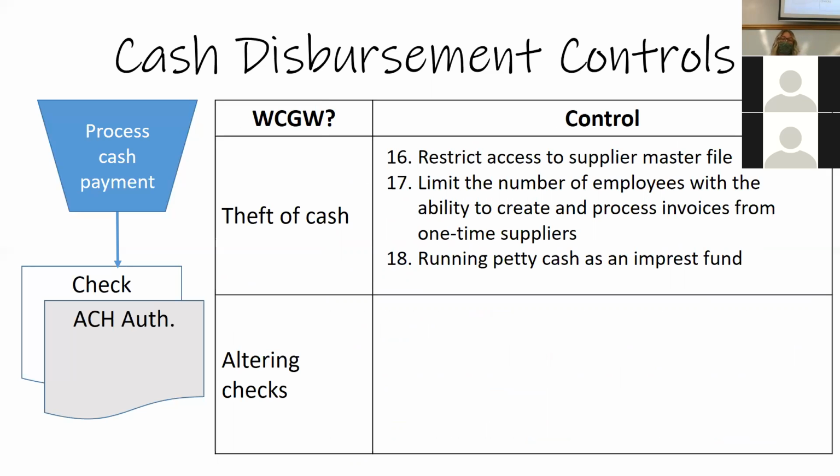Restricting access to the supplier master file. Limiting the number of employees with the ability to create and process invoices from one-time suppliers. Why is that one a risk? In general, we talked about limiting the number of employees with the right and ability to create new suppliers in general. What's more risky about one-time suppliers? Anyone online? What do you think? What's risky about creating a single-use supplier instead of a supplier who's going to continuously provide you goods or services?